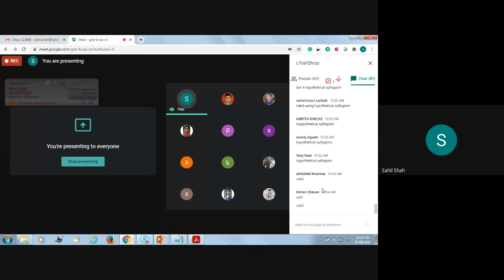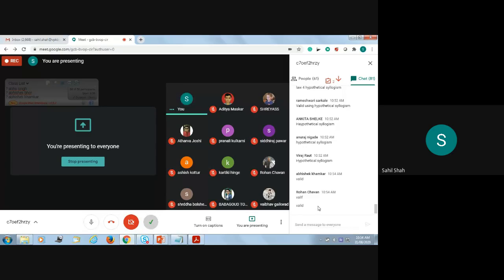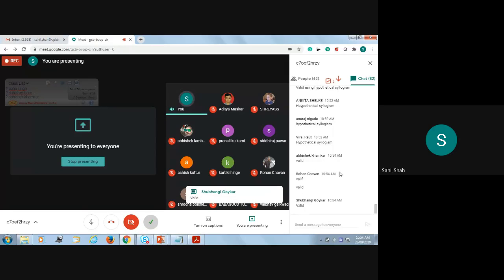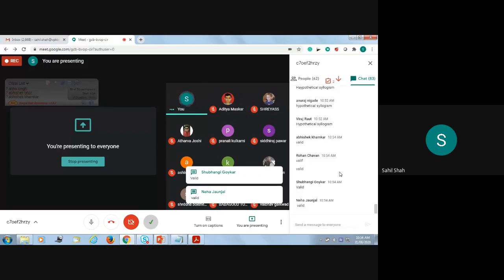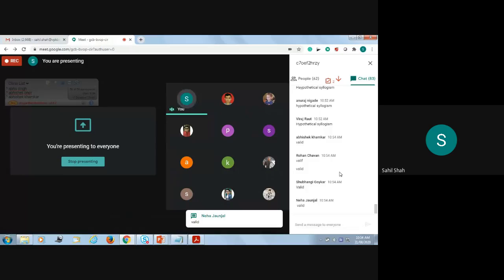Whether this is valid? Rohan is saying valid. Abhishek Khamkar is also saying valid. Shubhangi is also saying valid. Okay, Neha, valid. Using which law? Does it fit in any of the existing laws?